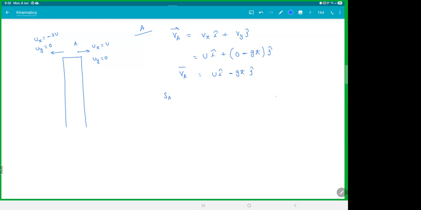What about the displacement vector? Same thing. SA bar is equal to UA bar t plus half A bar t square. So I can write it in terms of x and y coordinates. RA bar is x i plus y j. What is the x coordinate? u t i cap. What is the y coordinate? u sine theta, which is 0, minus half gt square j cap. So RA bar is ut i cap minus half gt square j cap.